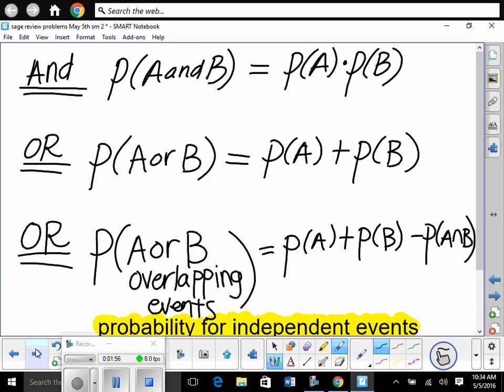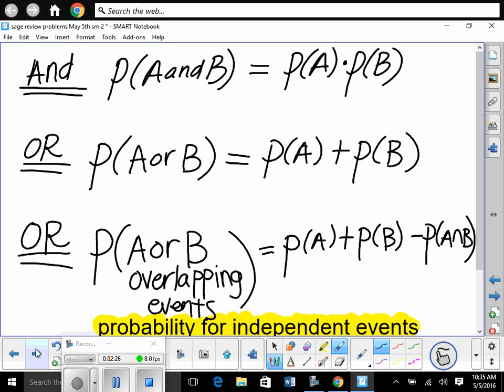Now if I said find the probability of this or this, you don't multiply the individual probabilities, you will add the individual probabilities. And then if we're dealing with or, we still add the probabilities, but if you have an overlapping event, now let me give you an example. If I said to you, on a number cube, okay, everyone listen so you know what an overlapping event is.